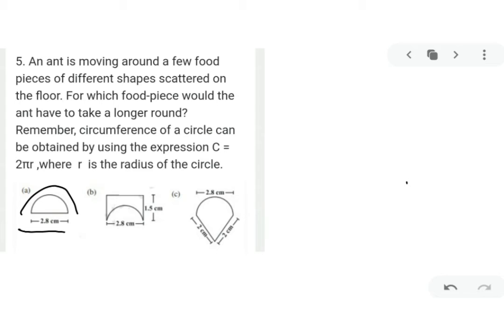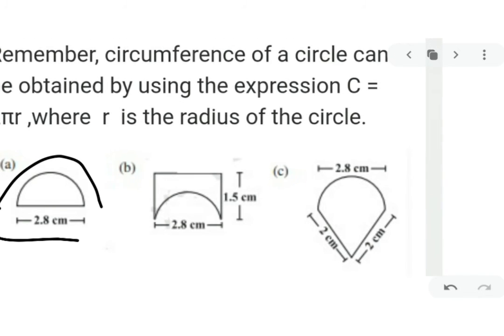which one will it have to go around more? So that will actually depend on the circumference of each structure. So how will we find the circumference of each structure? I'll zoom a bit so that you can understand.